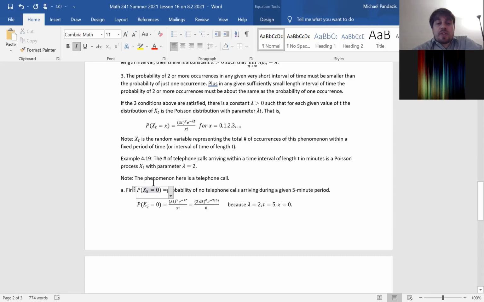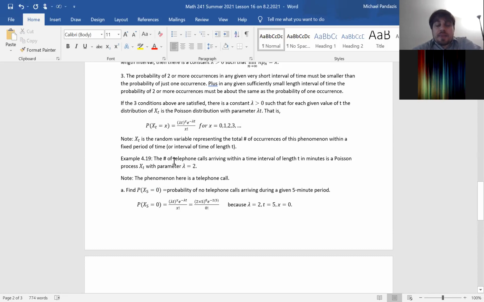Now saying x of 5 equals 0 is saying that the number of times the phenomenon occurs is 0. So x of 5 equals 0 says that in any time interval of length 5, any 5-minute interval, the number of occurrences, the number of telephone calls, is 0. And then it's P of that. So P of x of 5 equals 0 is the probability that there are 0 occurrences of the phenomenon of a telephone call arriving during any given 5-minute period. Okay, so the 5 is a 5-minute period. The 0 is 0 occurrences, 0 telephone calls, and we want to find the probability of that. Does that make sense?